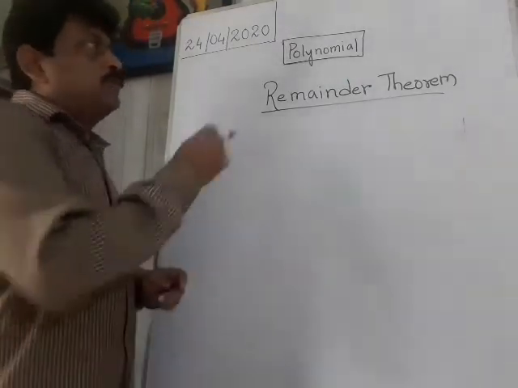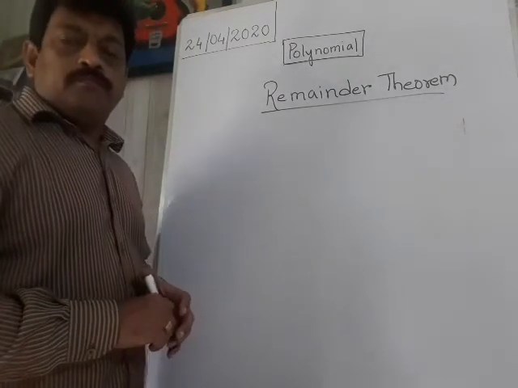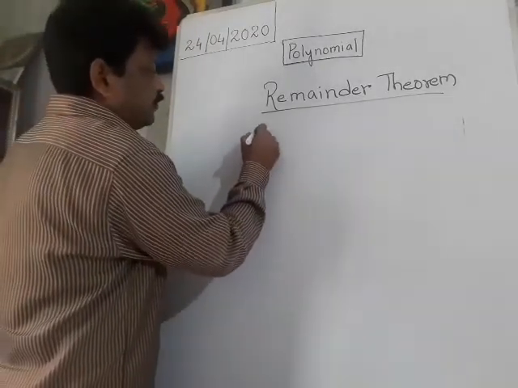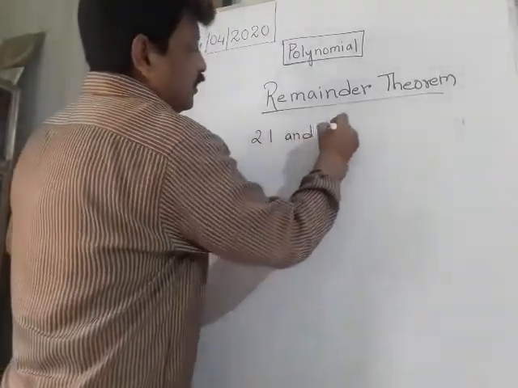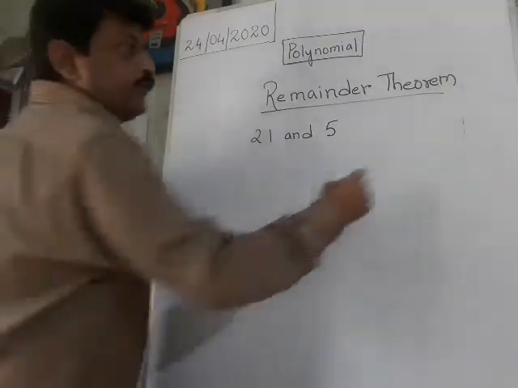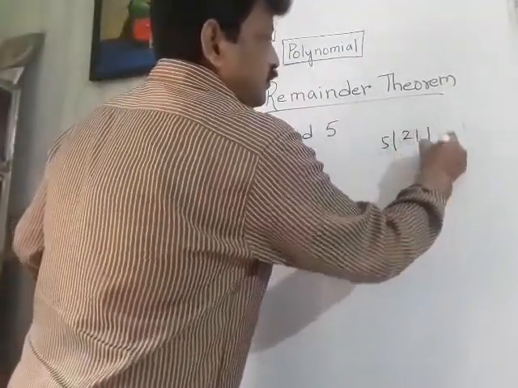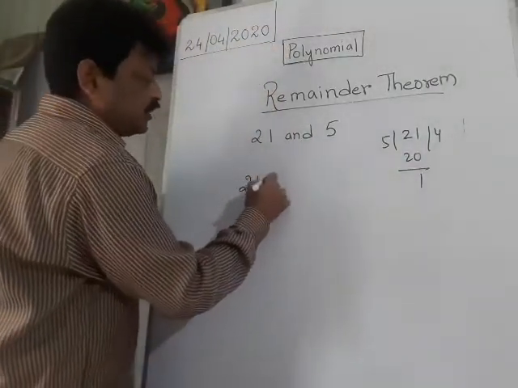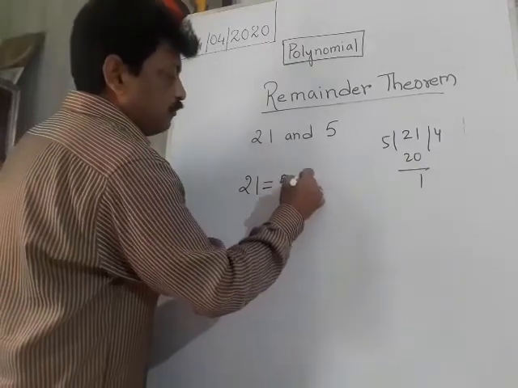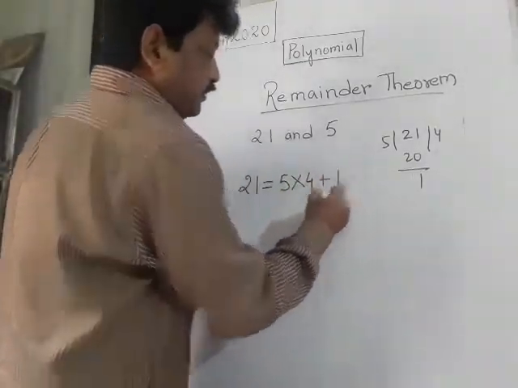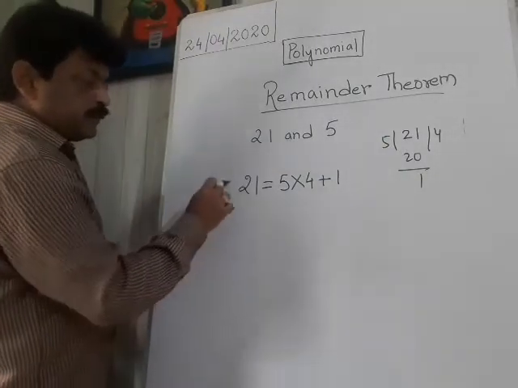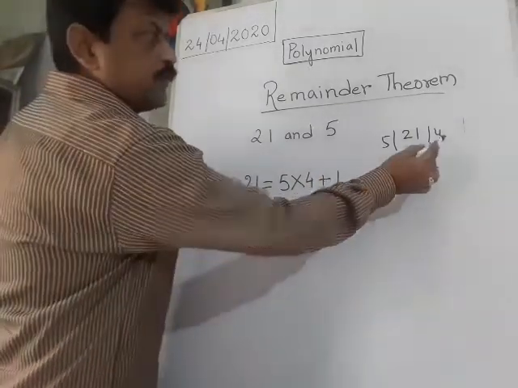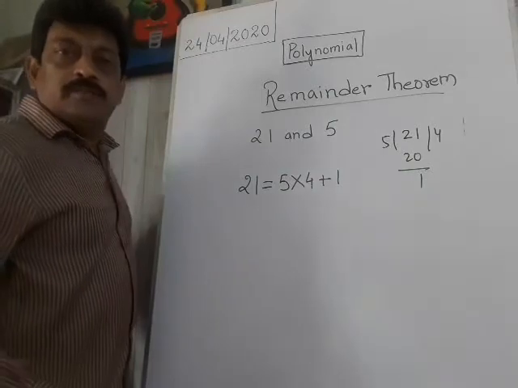Now we'll learn about the remainder theorem. So let me consider two real values, 21 and 5. If I divide 21 by 5, 5 fours are 20, I am getting the remainder as 1. So I can write 21 equals 5 multiplied by 4 plus 1. Note that 21 is the dividend, 5 is the divisor, 4 is the quotient obtained, and 1 is the remainder.